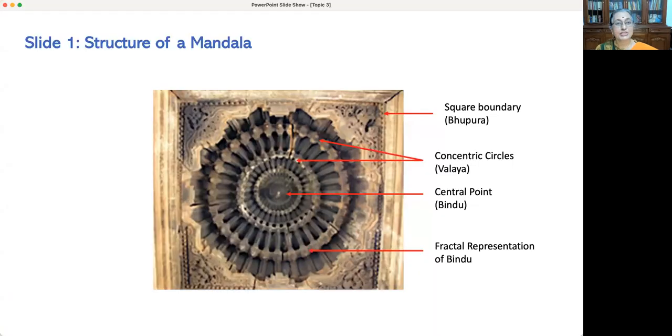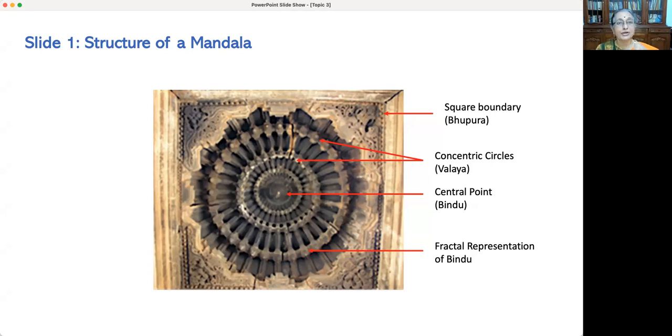In this topic, we will explore two aspects related to mandalas. Firstly, we will study the structure of the mandalas. Then we will explore the philosophical and scientific perspectives involved in every mandala. Let's now explore the structure of mandalas. Slide 1 shows the picture of a mandala. Every mandala has 3 important features.